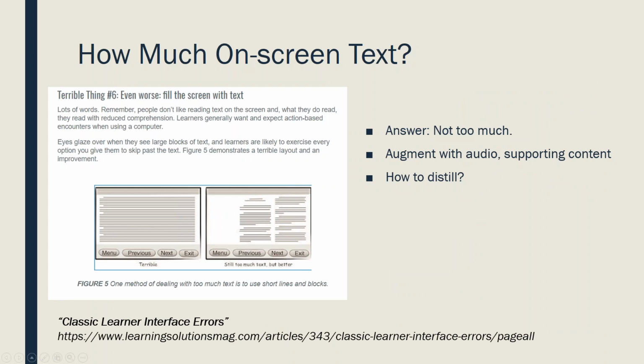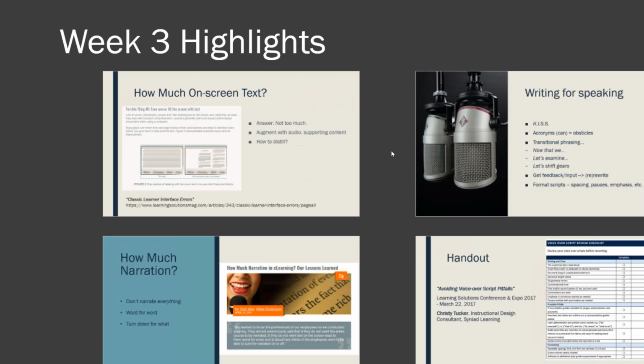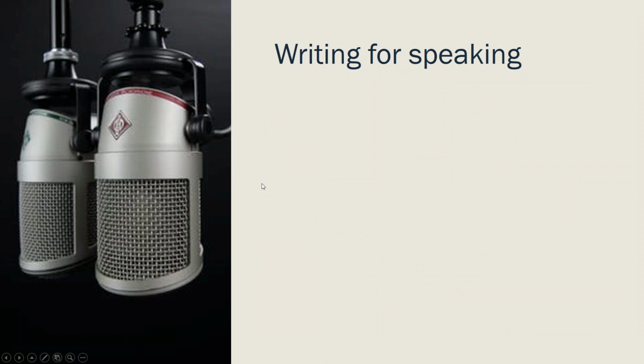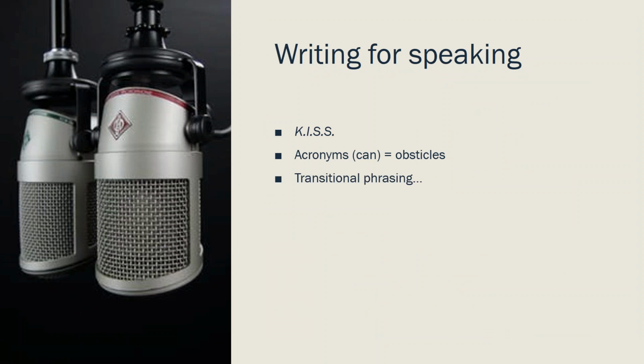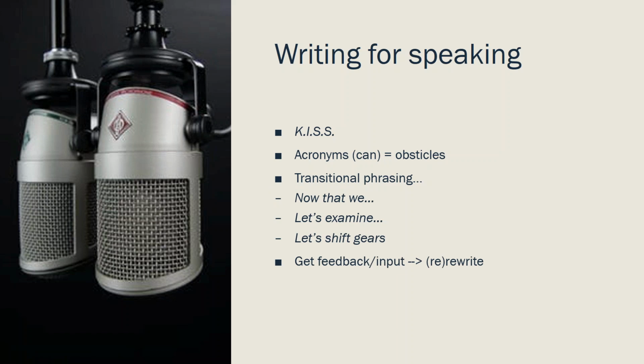We took a look at some studies on how much text to include, how much not to include, how to distill things down. We also took a look at how to write for speaking. We had some tips included with that. Keeping things simple, making sure that if you have a script you've written for a narrator, you don't use too many acronyms, or if you do, you explain what those are to the person speaking. You use transitional phrasing to make it more interesting. Examples include, okay, now that we've done this, or let's examine this, or let's shift gears, those type of transitional phrasings in your audio so that people can hear it. And then make sure that you always understand that rewrites will happen, that you get input from others to see how it's going, see how things sound. You've read it out loud, and so those things.